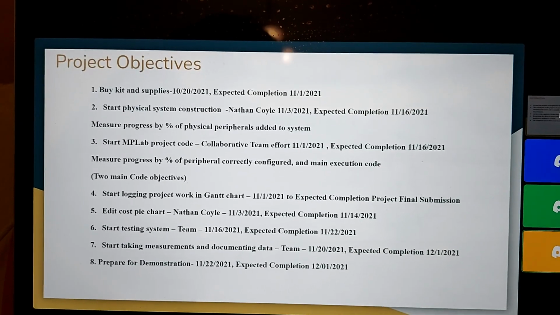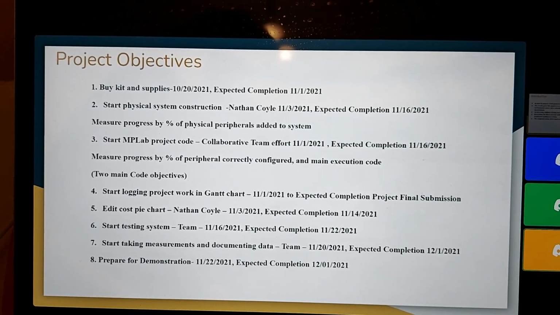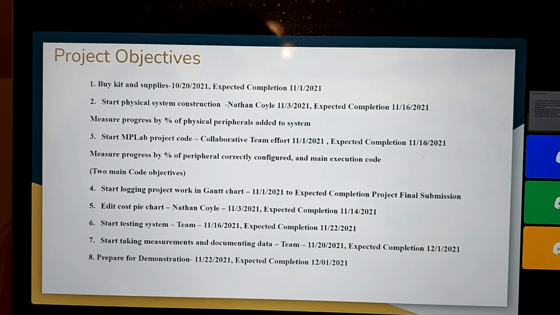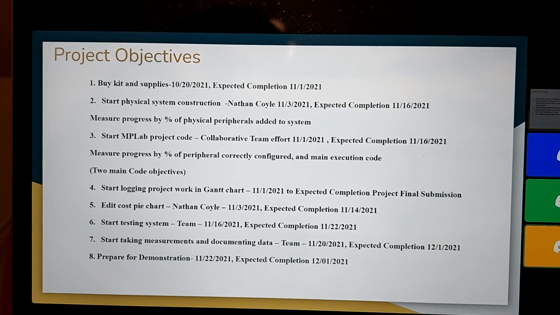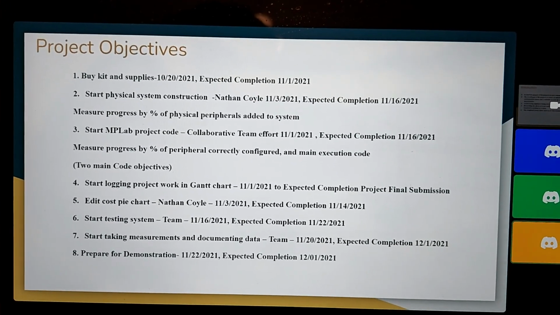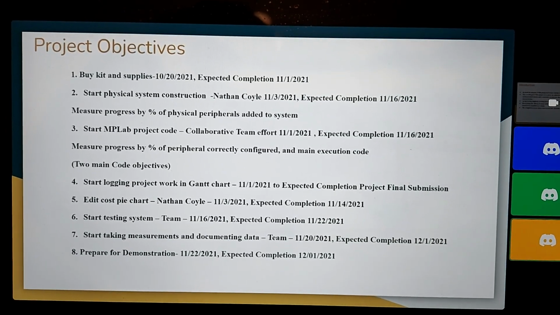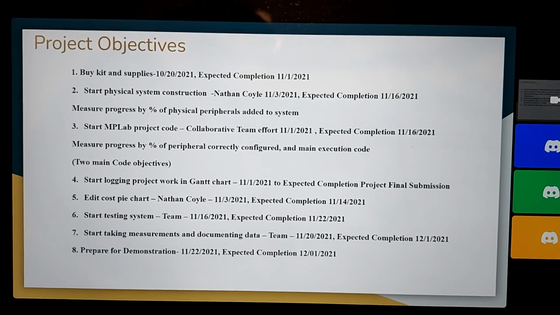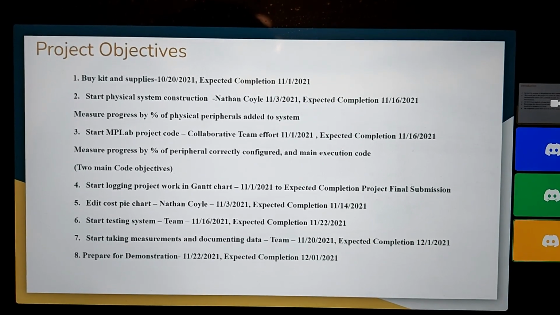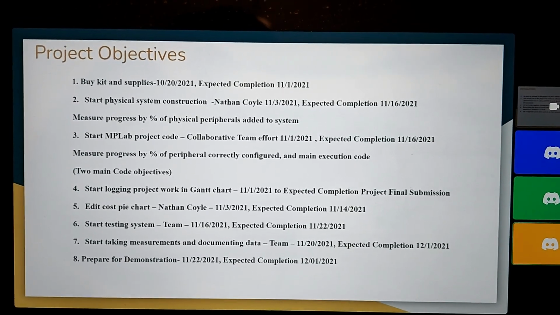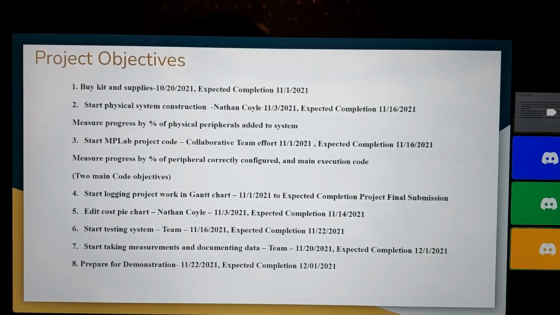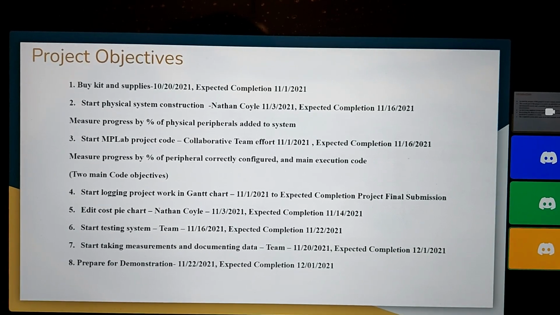Some of our objectives are to start physical system construction. We also have to build an MPLAB project code. One of our main objectives is to log our project work in a Gantt chart. We also have to calculate our cost for the final project. And one of the last main objectives is to start testing our system, our sensors, and start taking measurements and documenting the data.